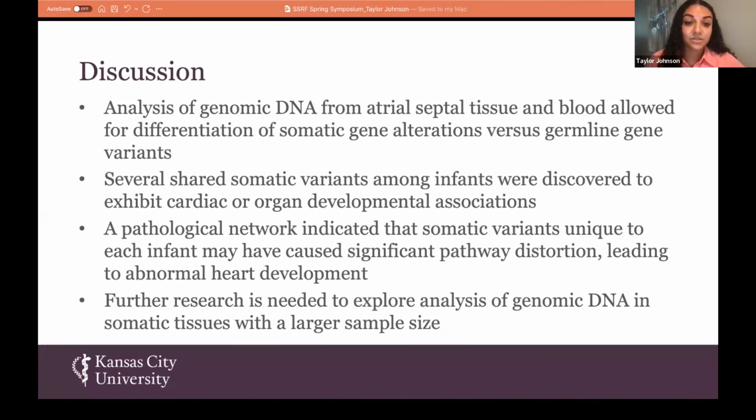Along with the pathological network I showed on the previous slide, which indicated that somatic variants unique to each infant may have caused significant pathway distortion, leading to abnormal heart development. And lastly, further research is needed to explore analysis of genomic DNA in somatic tissues with a larger sample size, as we only had 4 infants. So that needs to happen going forward.